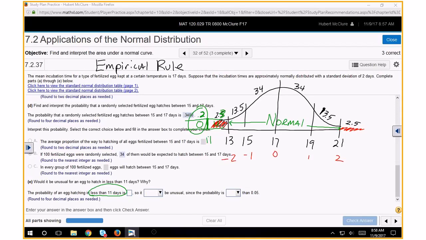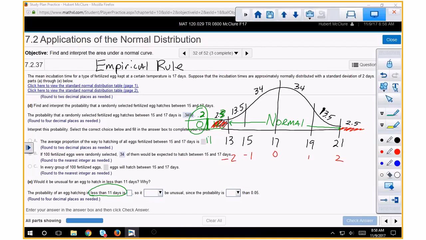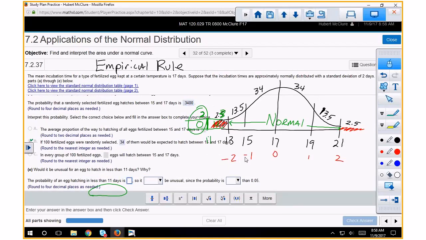So I don't even know what they're asking. We'll look at the choices. So 0.0200, right? Is that right? 0.02, is that 2%? No, 0.0020. So it would be an outlier, but they would say it would be unusual since the probability is less than 0.005.